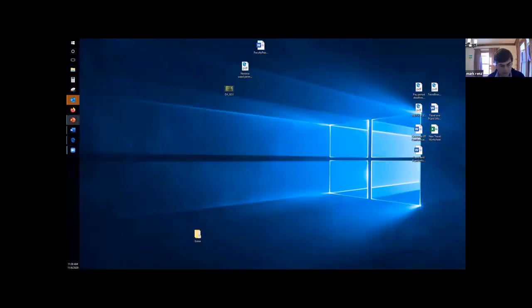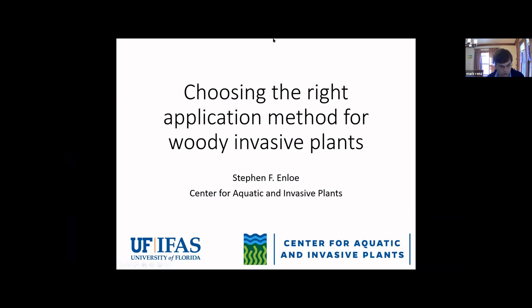And without further ado, I'm going to turn it over to our first speaker, Stephen Enloe, who comes to us from Florida. He's going to give two of our first sets of presentations, with the first one focusing on choosing the right application method for woody invasive plants. Again, a reminder, if you have questions, type it into the Q&A box and we will answer them at the end of the presentation. Stephen, take it away.